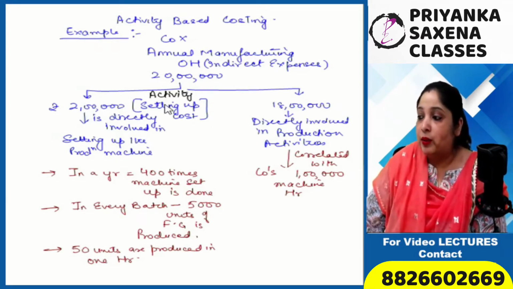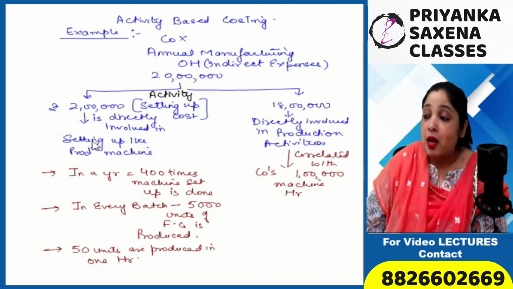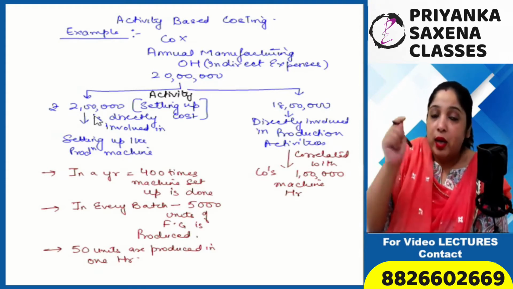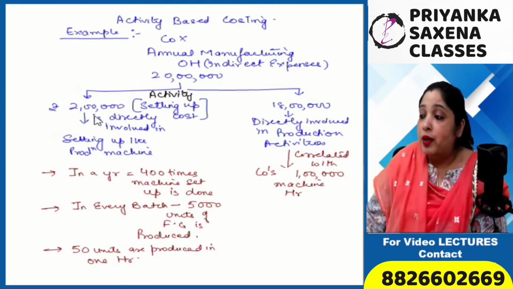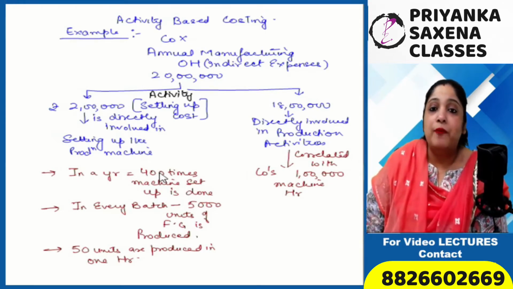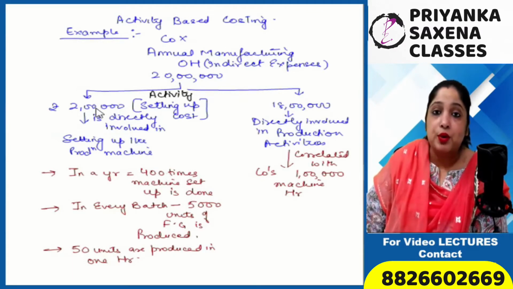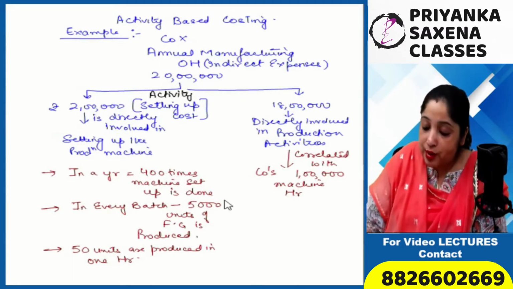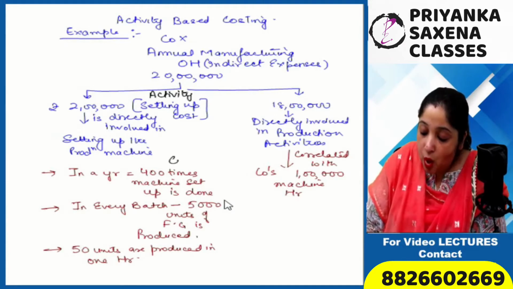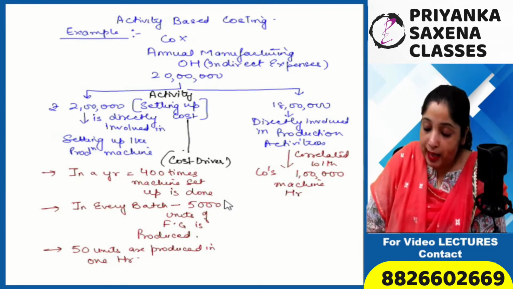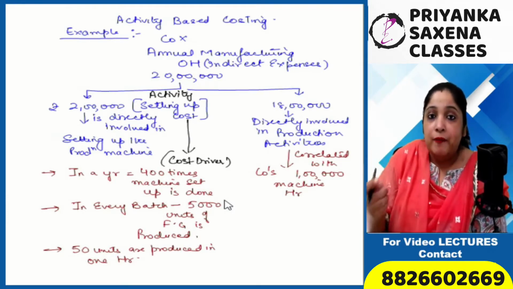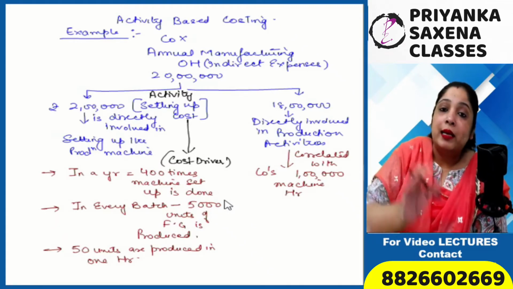This cost is related to this activity, and now this activity is done how many times in a year? 400 times we have set up the machine. That is why this expense has incurred. Now if you have reduced your activities, let us say instead of 400 times you have only set up machine for 100 times, definitely this cost will reduce. So basically this is the cost driver. Machine setup is your cost driver. Now what is cost driver? Cost driver implies the reason for which the cost is increasing or decreasing.